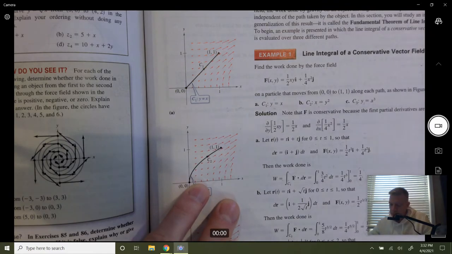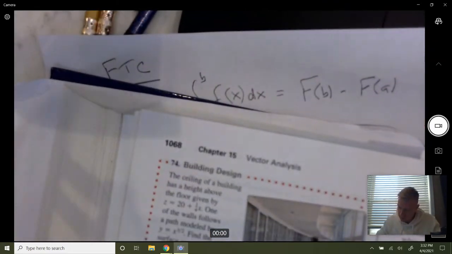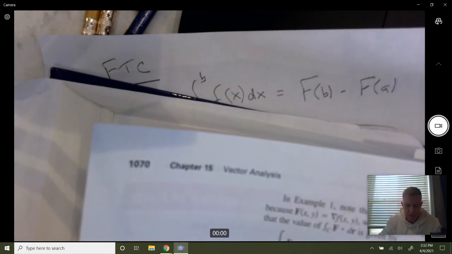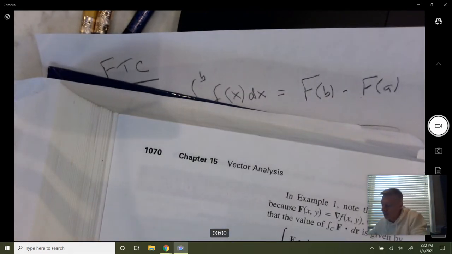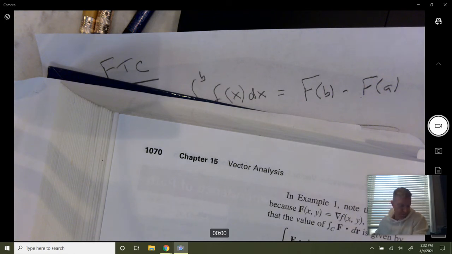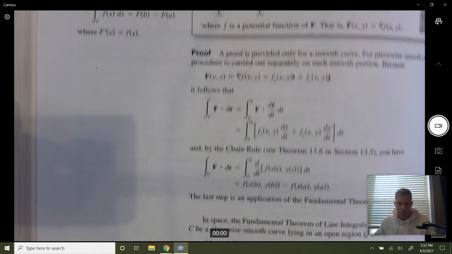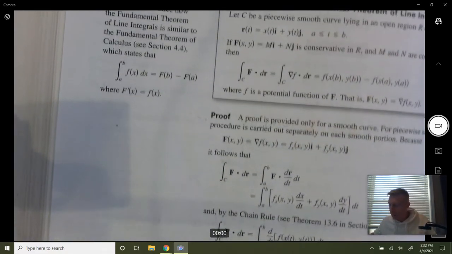Okay, so we're going to do a couple more examples. Actually, I want to talk about the fundamental theorem for line integrals. Oh no, we already talked about that. We talked about where this came from. I'm looking right here. We did talk about this proof. Perfect. Okay, we're going to look at example 3.